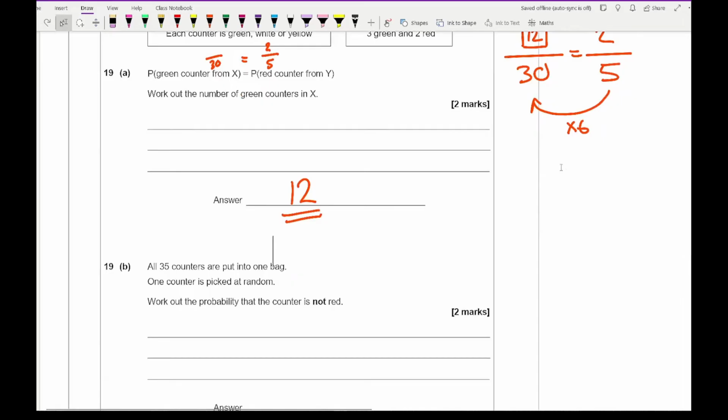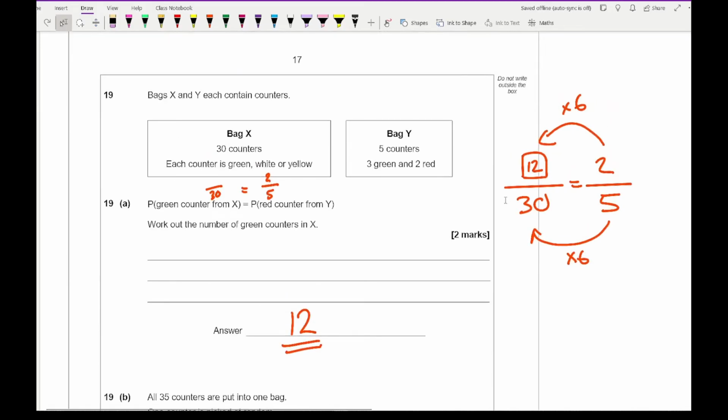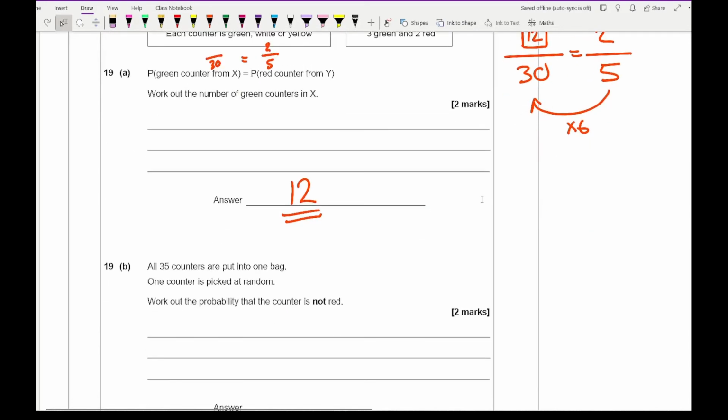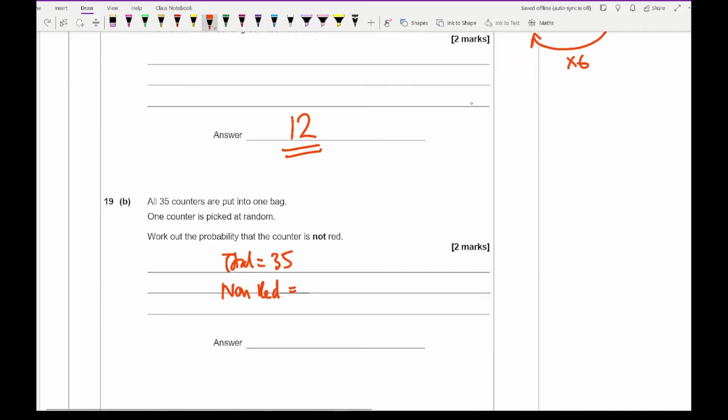Then it says that all 35 counters are put into one bag. One counter is picked at random. What is the probability that it is not red? So in terms of not being red, well, there's no red counters in X. So in total, we've got 35 counters. So total equals 35. And the total non-red is going to be 35 take away 2, which is 33. So the probability then is going to be 33 over 35.